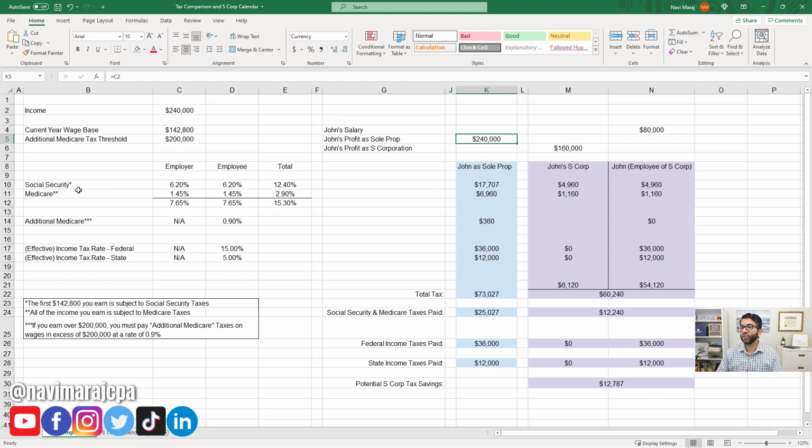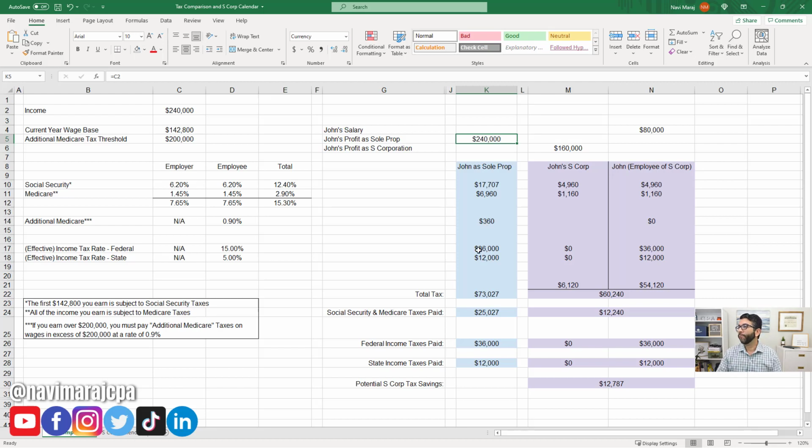She has to pay Social Security and Medicare taxes. These are called self-employment taxes when you're a sole proprietor. The math works like this: 240,000 times 12.4% and 240,000 times 2.9% equals these amounts, about $29,760 and almost another $7,000. You can add these two together and you see that's 15.3%. When you make over $200,000, as it says down here, you have to pay additional Medicare tax. In this scenario, about $40,000 is subject to the additional Medicare tax, so there's another $360 in taxes here.